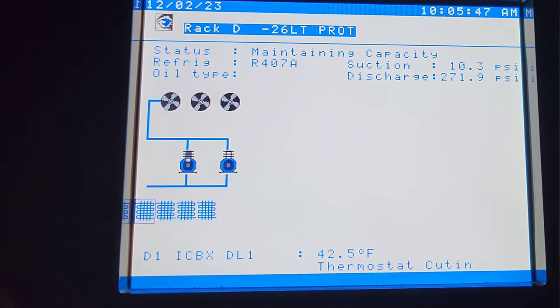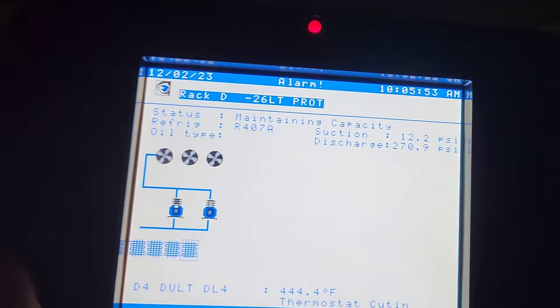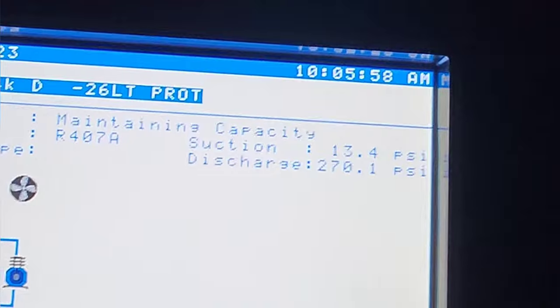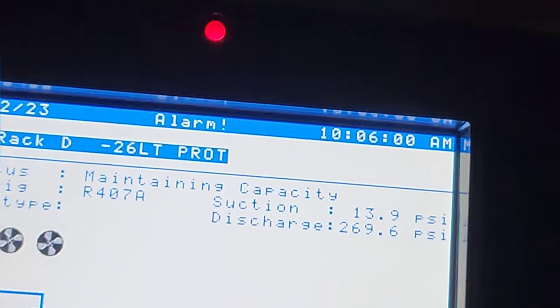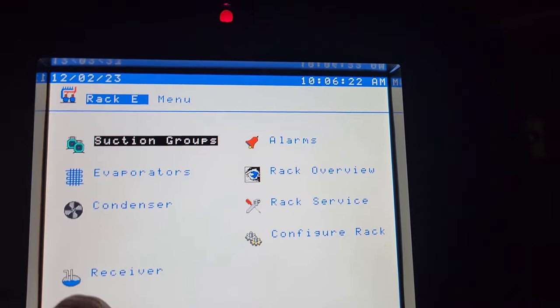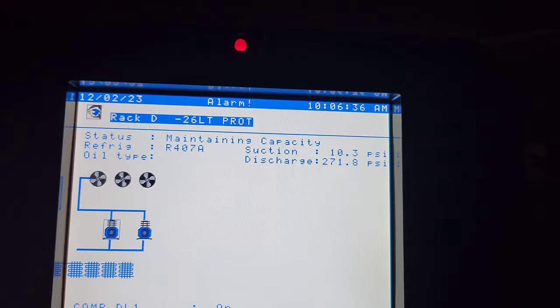Now in this screen, which is the rack overview screen, I see something that's pretty alarming, and that's the discharge pressure for 407A. It's very high and it's dropping slowly. So now when I go back to look at my suction groups, I can see that my suction pressure is not near the target. So I've got a problem there. Go check the rack overview and I'll see. Very evident now that my condenser is not running. My fans are not running. I got a problem with my condenser.